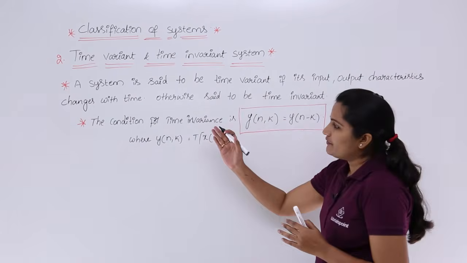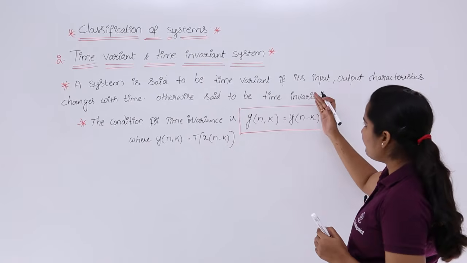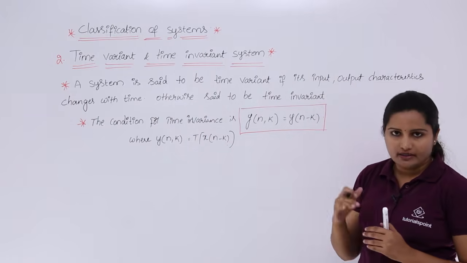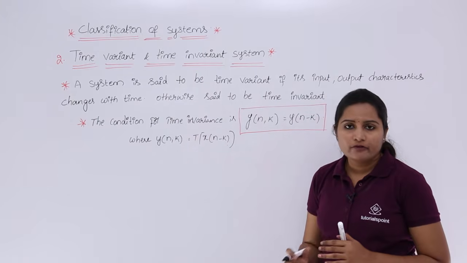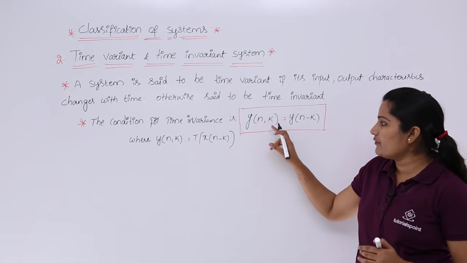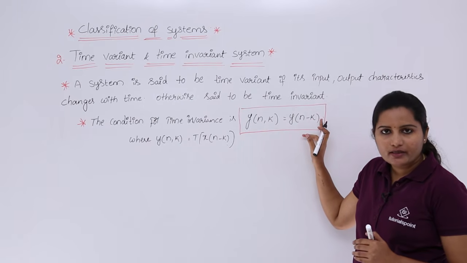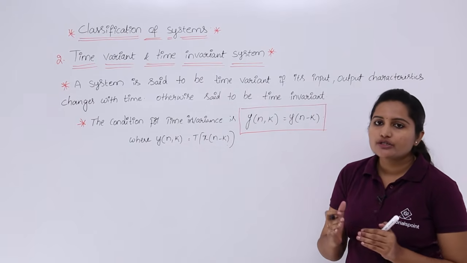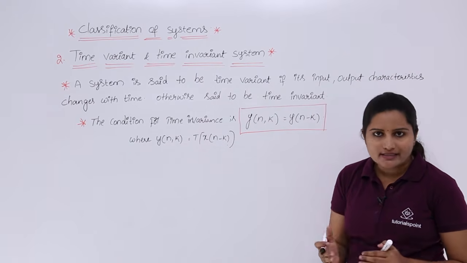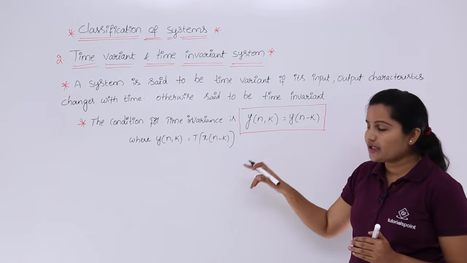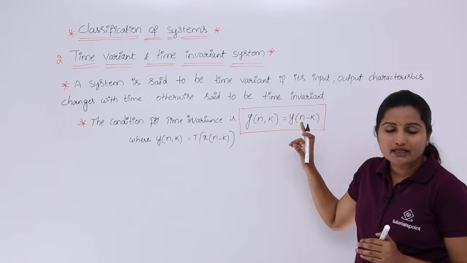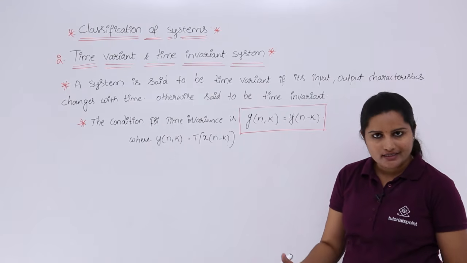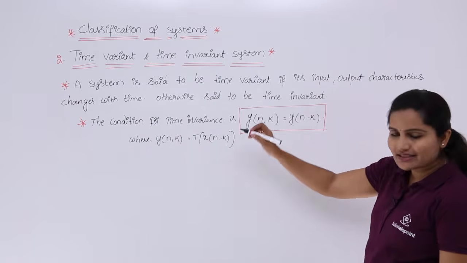See the definition once again: a system is said to be time variant if its input output characteristics change with time, otherwise said to be time invariant. Now, the condition for time invariance is y of n comma k must be equal to y of n minus k, where y of n comma k is the input change. That means you delay the input by k samples, and that must be equal to y of n minus k, that is, substituting n minus k in place of n in the response. This is for a discrete time system.